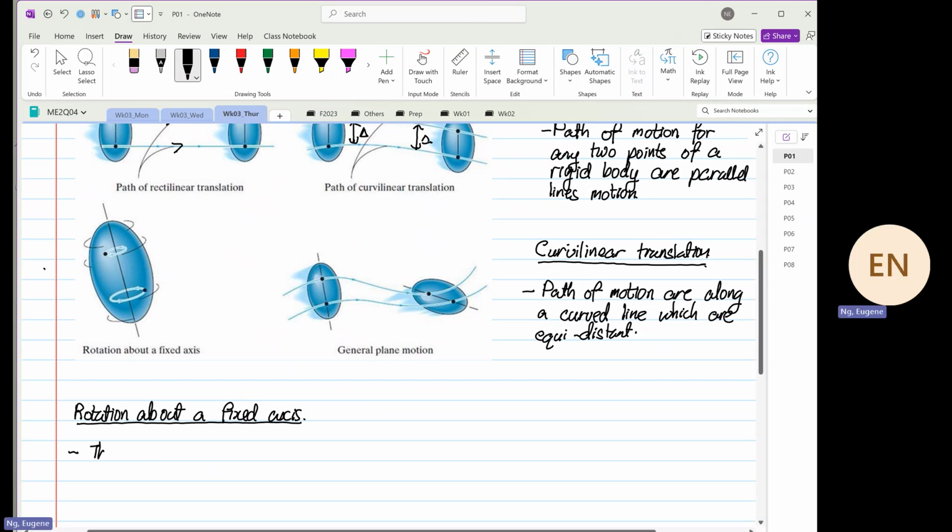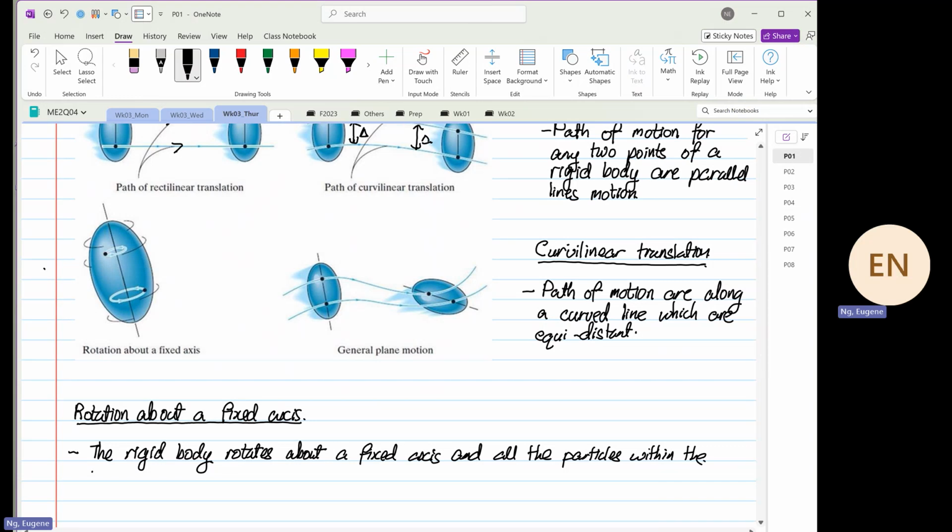So the rigid body rotates about a fixed axis. Okay. And all the particles, okay, this is very science-based, within the rigid body moves along a circular path.